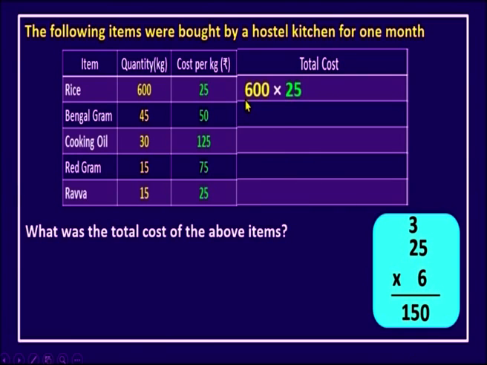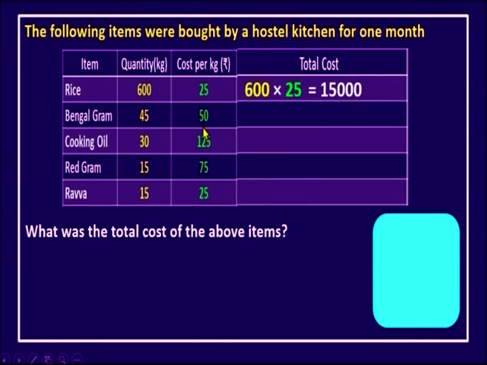In 600 how many zeros are there? 2 are there, isn't it children? So here also you need to place 2 zeros after 150. So how much is the total amount children? That's right, it is 15,000 rupees. This is the total cost for rice.